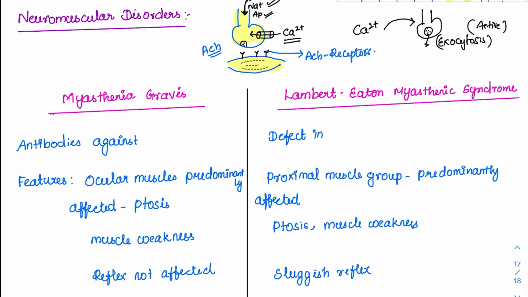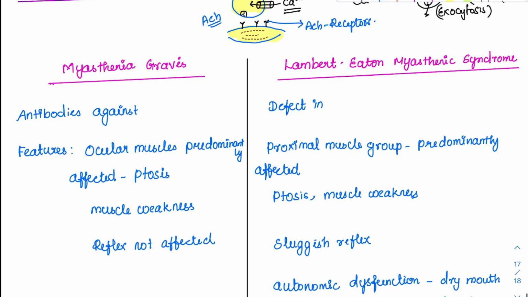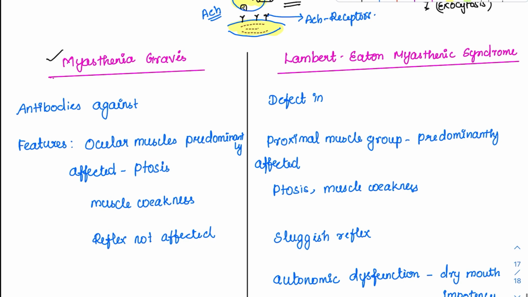Now let's understand these two diseases. Where is the defect exactly, what will be the symptoms of presentation, and what is the treatment. So coming to the first disease, that is Myasthenia gravis, and the second disease is Lambert Eaton myasthenic syndrome. Most of their features are overlapping, so even in the history sometimes it will be difficult to tell them apart, but we'll try to pick out the points which differentiate them very nicely.